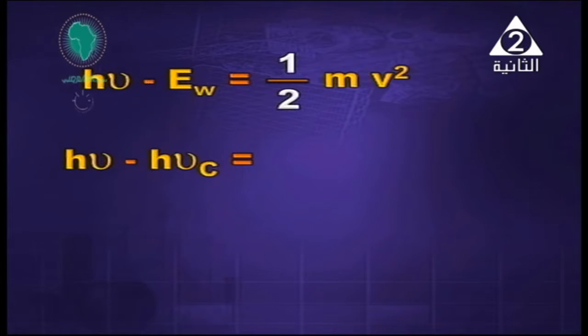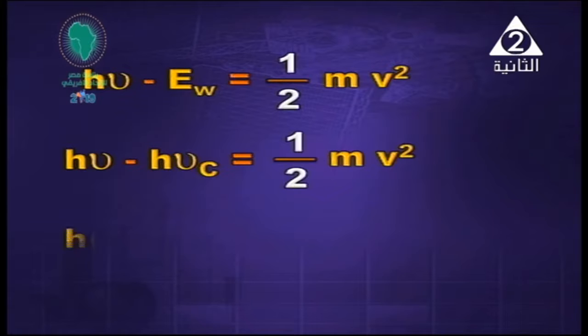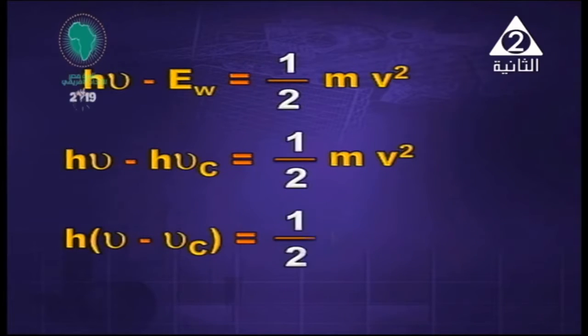So we can say h nu minus h nu c. Nu c is the threshold frequency, cutoff frequency, critical frequency. They are all the same. It is the minimum frequency required for this phenomenon to take place. It is equal to half mv squared. So h is taken as common factor: h times (nu minus nu c) equals half mv squared. So the critical frequency for a given metal is constant.